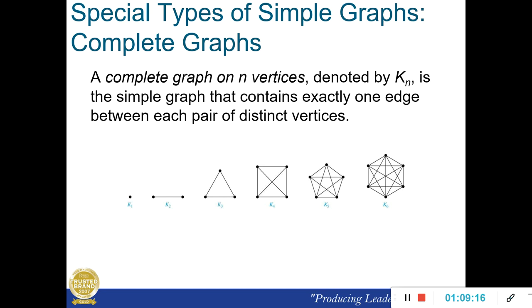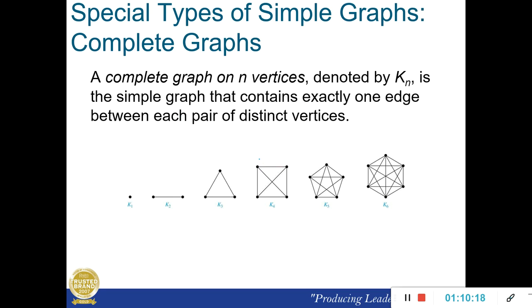And we have a special type of simple graph, the complete graph. A complete graph on n vertices, denoted by Kn, is the simple graph that contains exactly one edge between each pair of distinct vertices. So you have K1, K2, K3, K4. Complete graph means that all vertices are connected to each other. K5, K6.